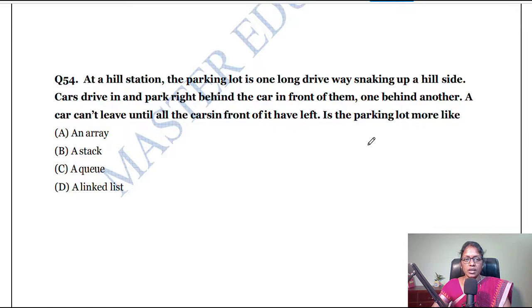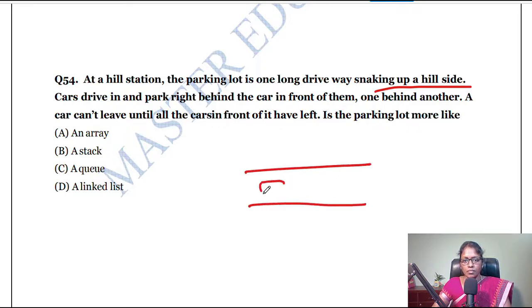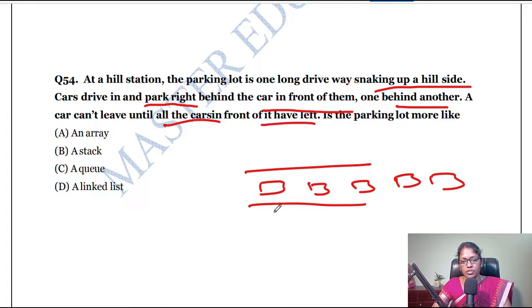The next question is, at a hill station, the parking lot is one long driveway snaking up a hillside. Cars drive in and park right behind the car in front of them, one behind the other. A car cannot leave until all the cars in front of it have left. So if A is a car, B is a car, C, D: if A leaves, then only B can leave. If B leaves, then only C can leave. And if C leaves, and so on.